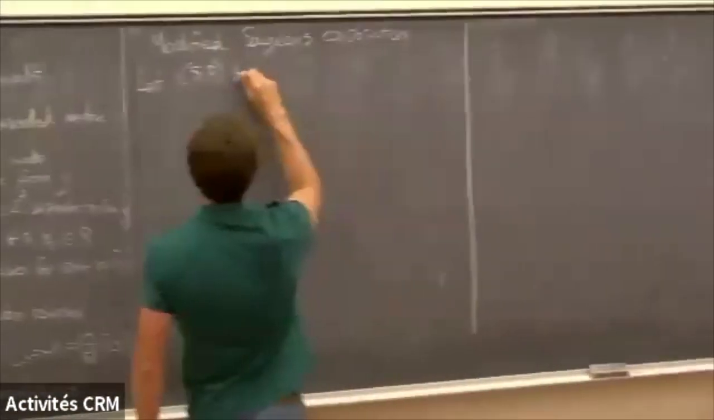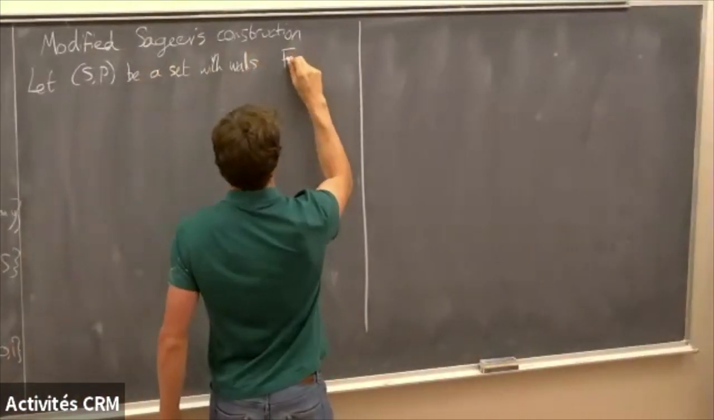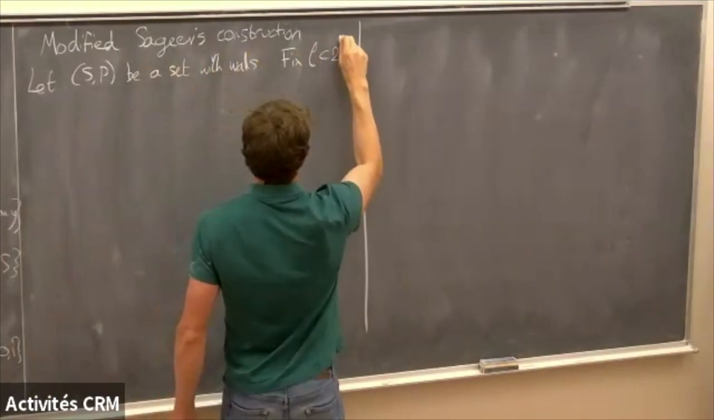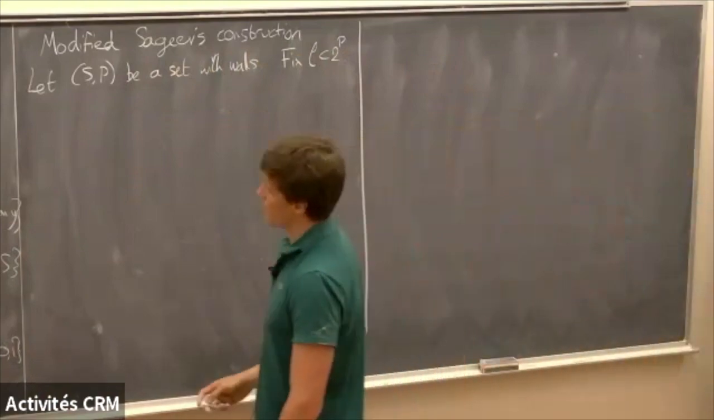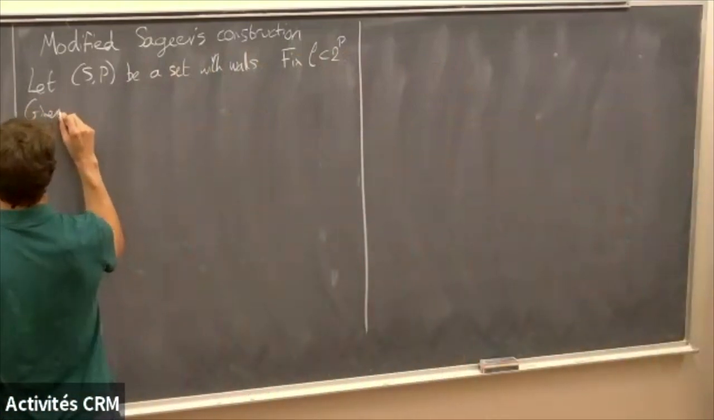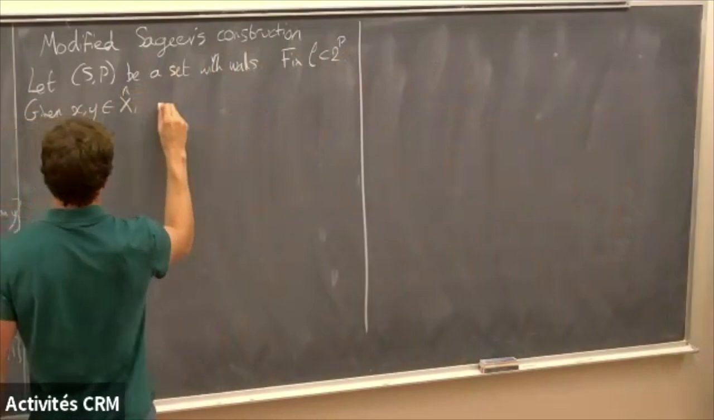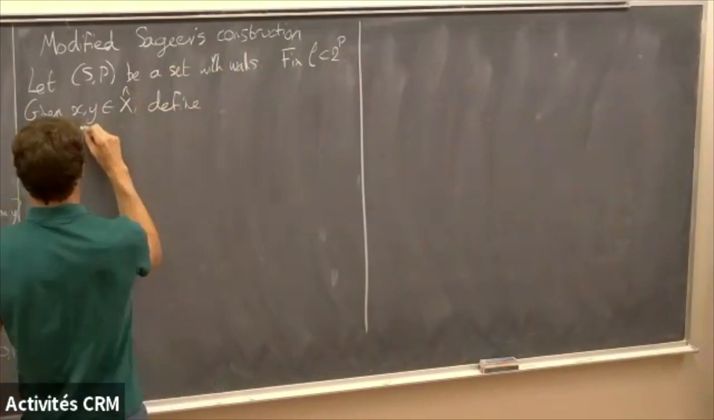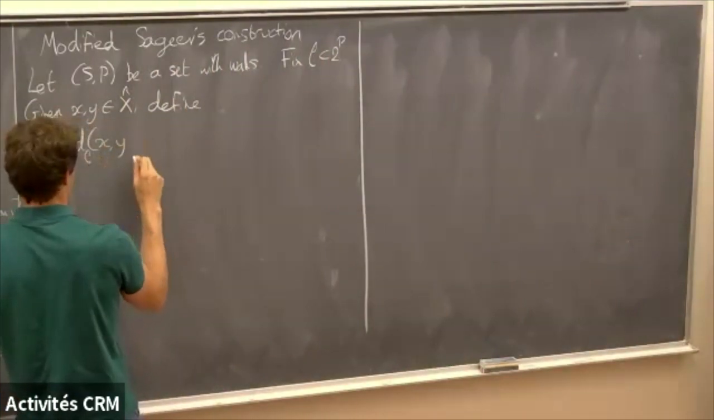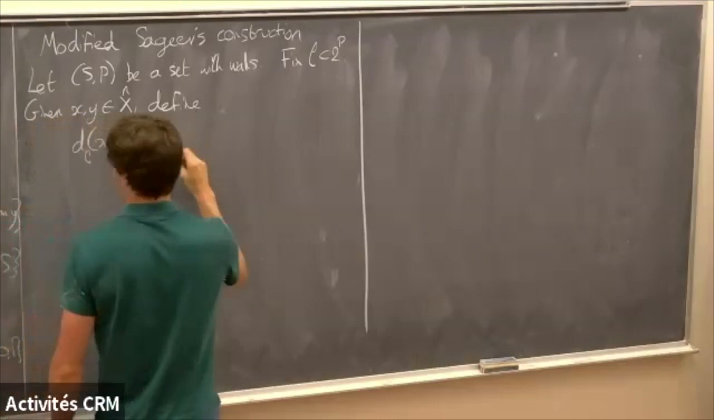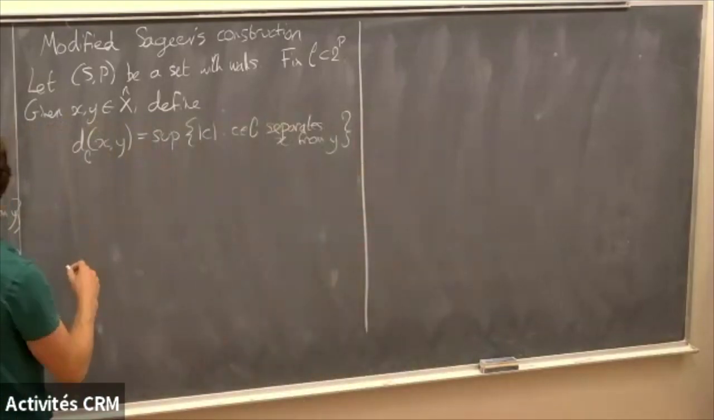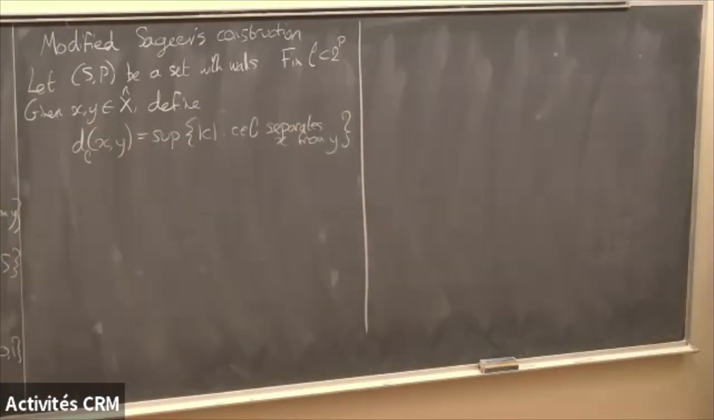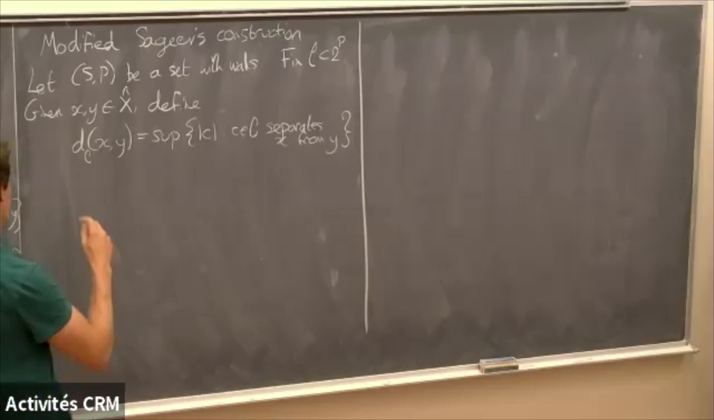So same deal. Let (S, P) be a set with walls. But now there's an extra piece of information, which is that you fix a subset C of 2 to the P. You fix a collection of allowable subsets of the walls. And now, given X and Y ultrafilters, define the distance from X to Y with respect to this collection C to be, well, this, but you use C instead of 2 to the P. As before, points in your original set might be separated by infinitely many things. This distance might not be finite.